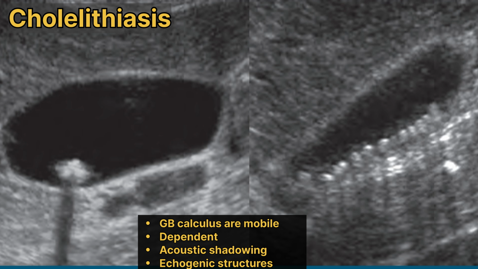For ultrasonography to recognize the calculus, the patient position should be shifted, and this is done to differentiate the stones from polyps. If it is a stone, then it will be mobile and change its position with the patient positioning.